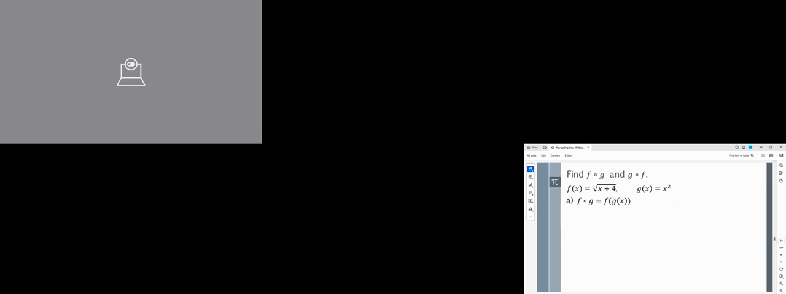The next one, f composed of g, is going to be f of g of x. So we replace g of x with the function, which is x squared. Now we're going to replace x with x squared. And so our answer is going to be the square root of x squared plus 4. For b, we have g of f of x. So we replace f of x with the square root of x plus 4. Now we're going to plug this into the function g. So we plug in the square root of x plus 4 for x, and then it's squared. The square root and the square cancel. So we end up with x plus 4.